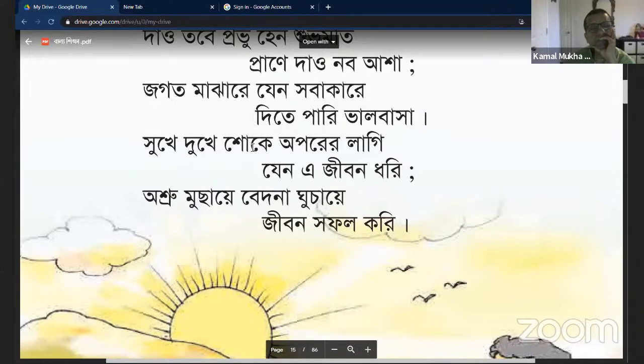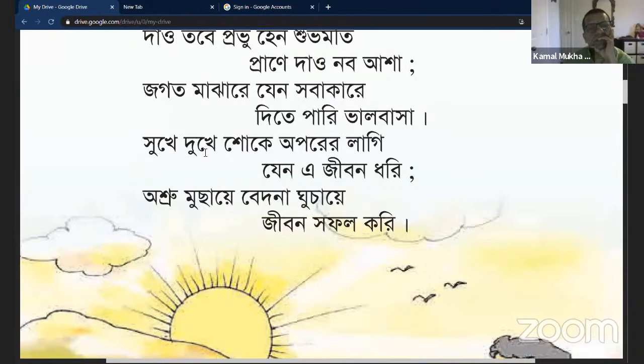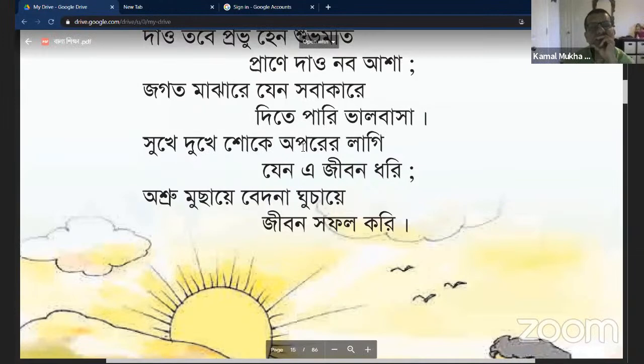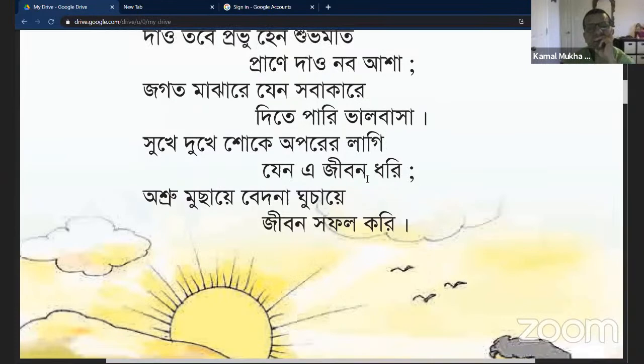Sukhe dukhe shoke apono aporer lagi. Sukhe is in happiness, dukhe in sorrow, in distress. Shoke, when we are, what is shok in English? Like lamentation, sorrow. Yes, dukkha means distress and shok is sorrow. So in this situation, aporer lagi, for others, jeno e jivan dhori, I can sacrifice my life for others. Jeno and e are also abhyapad. Jivan is life, dhori is a kriyapad. So jivan is visheshya, dhori is kriyapad.